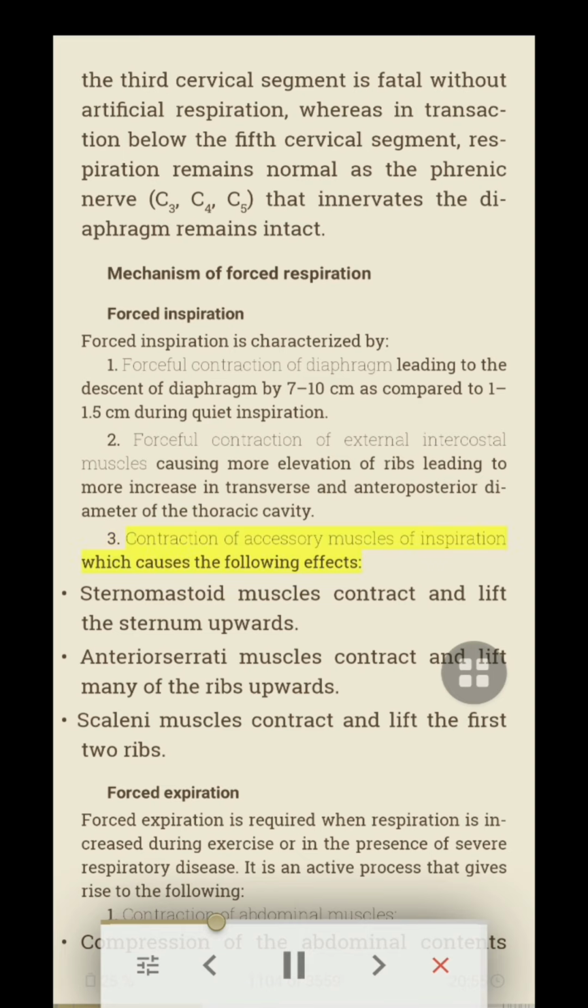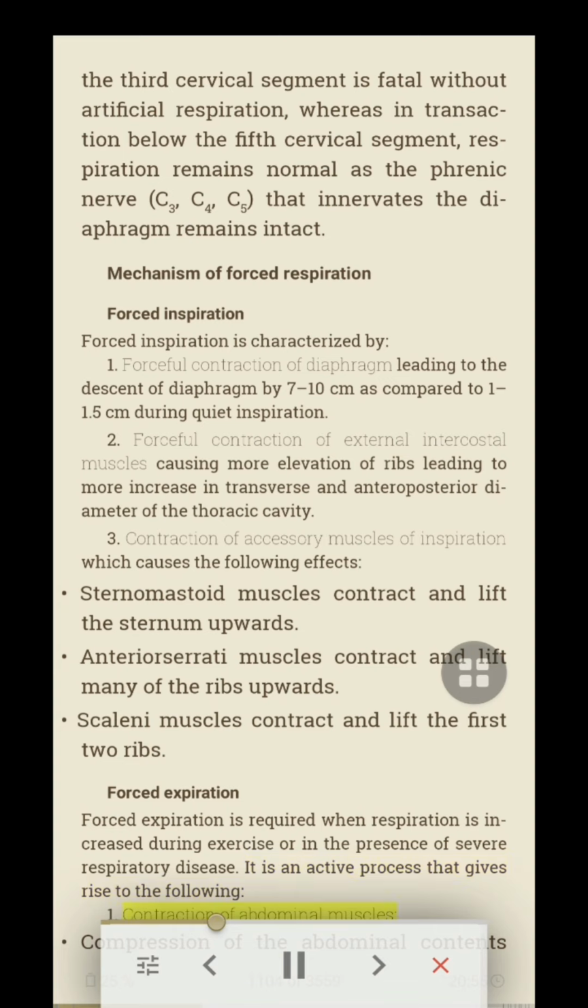3. Contraction of accessory muscles of inspiration, which causes the following effects. Sternomastoid muscles contract and lift the sternum upwards. Serratus anterior muscles contract and lift many of the ribs upwards. Scalene muscles contract and lift the first two ribs. Forced expiration. Forced expiration is required when respiration is increased during exercise or in the presence of severe respiratory disease. It is an active process that gives rise to the following.